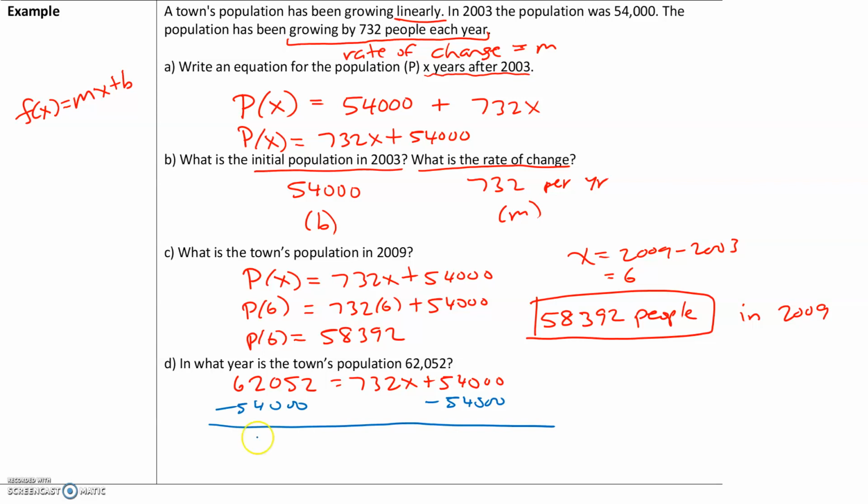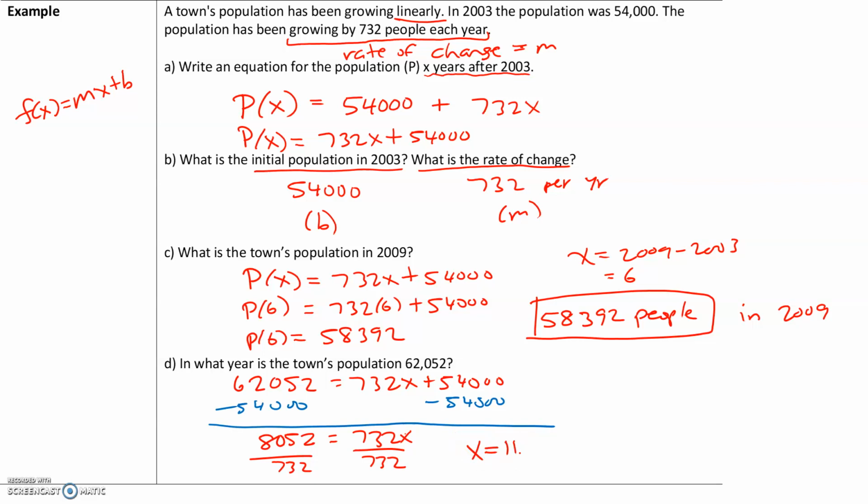So this gives you 8,052 equals 732x. And then of course we will divide both sides by 732. And this gives you x equals 11.